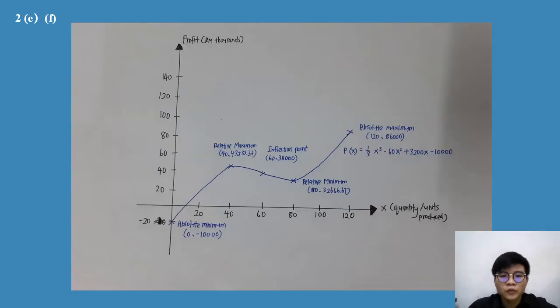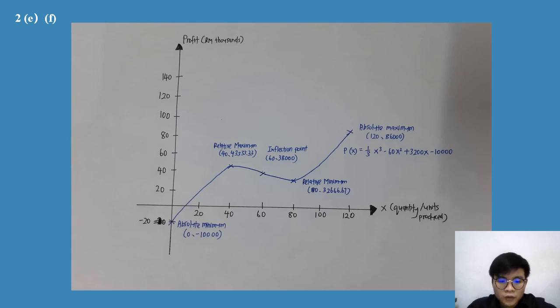For question 2e, draw a graph of the profit function using information from 2a until 2d. On your graph, also show the absolute maximum, absolute minimum, relative minimum, and relative maximum points. And 2f, label your graph and write all important coordinates and intervals. So first we need to draw the x-axis and y-axis, where the x-axis represents the quantity in units produced, and the y-axis represents the profit in ringgit thousands. After that, we need to plot all the important points and intervals.